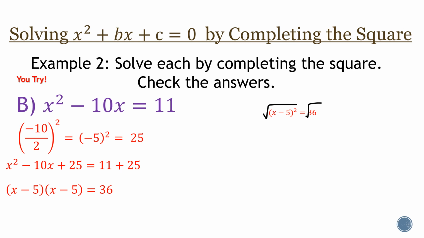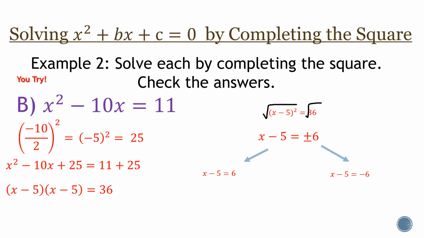And now the square root and the exponent on the left side of the equation cancel, in which case I should have just x minus 5. And the square root of 36 is plus or minus 6. Again, x is still not by itself. It's still not isolated. So since I have two different solutions of positive or negative 6, I need to create two separate equations. One in which is x minus 5 equals 6, and one in which is x minus 5 equals negative 6. And I must solve for both.